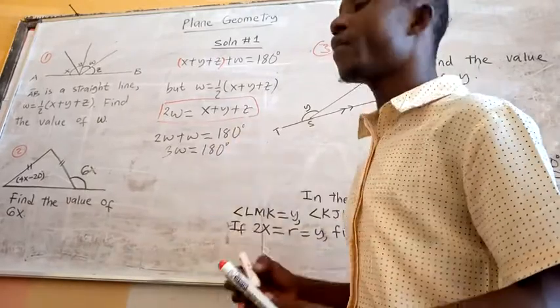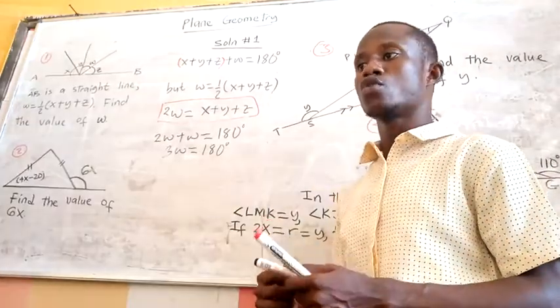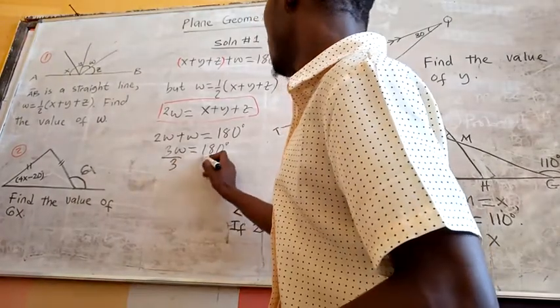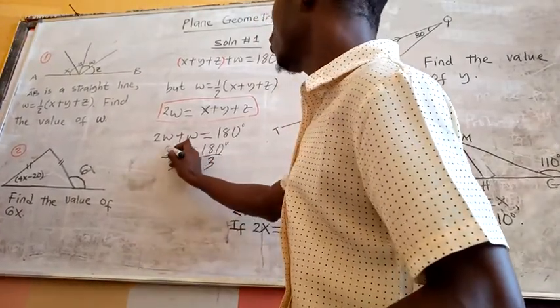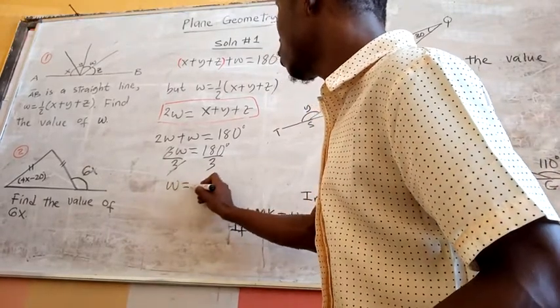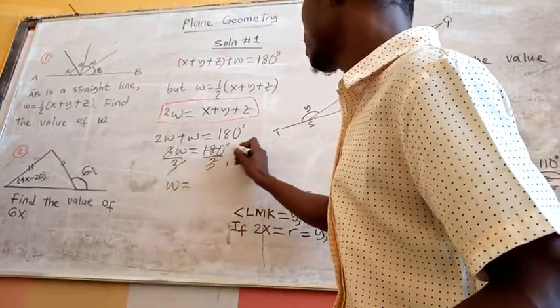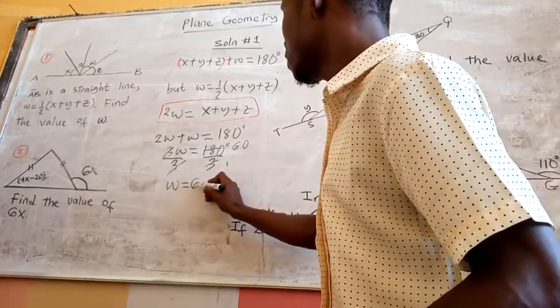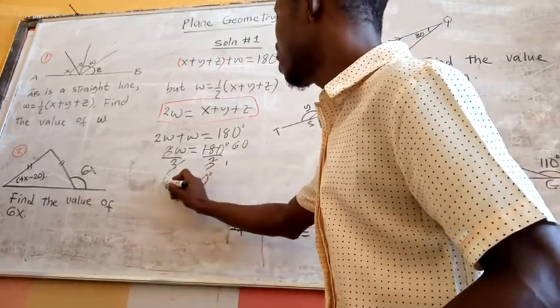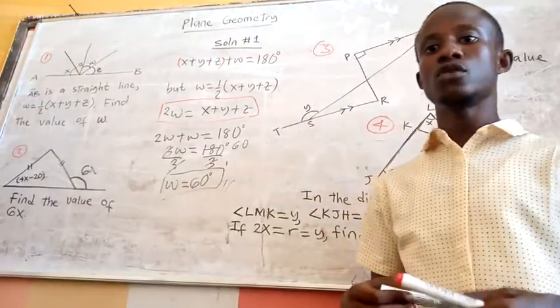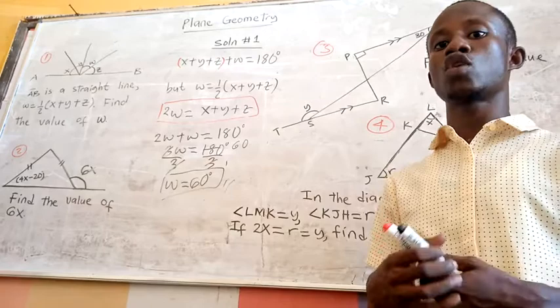But we are asked to find the value of w. So therefore, we divide both sides by 3. 3 divided by 3 gives 1, and 180 divided by 3 gives 60. So w is equal to 60 degrees. This is the value for w. So let us see question number 2.